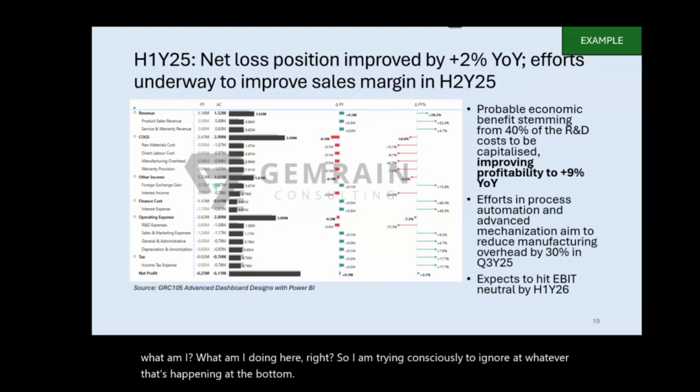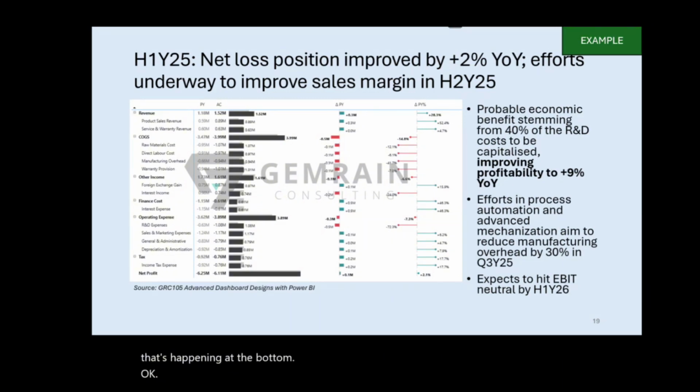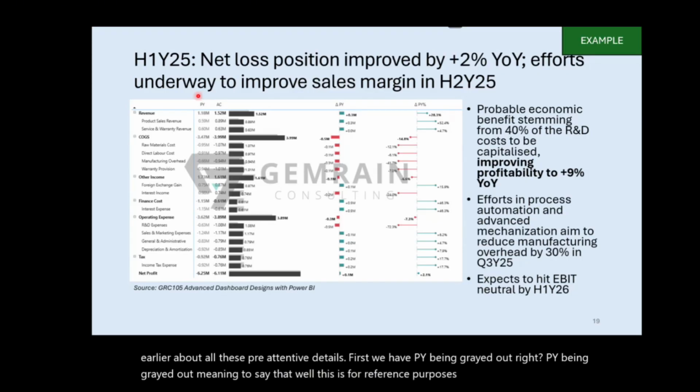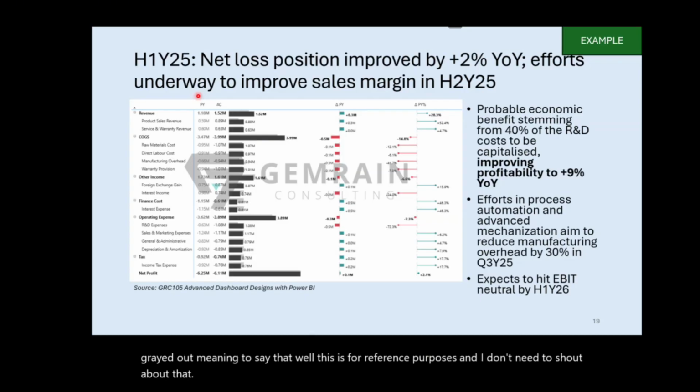Okay. Now, let us look at this and break it down in detail, by looking at what we spoke about earlier regarding all these pre-attentive details. First, we have PY being grayed out, meaning this is for reference purposes, and I don't need to shout about that. That's number one.